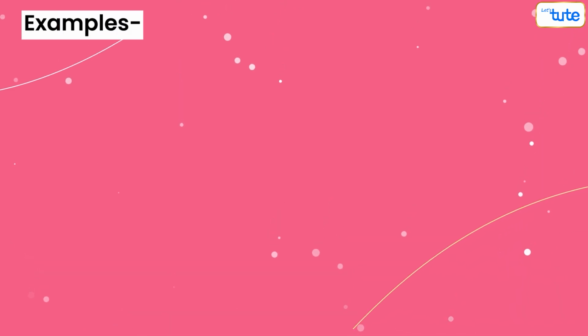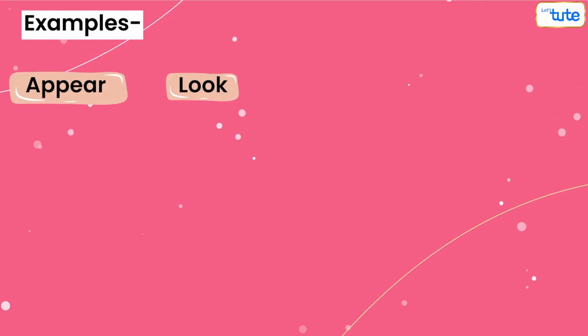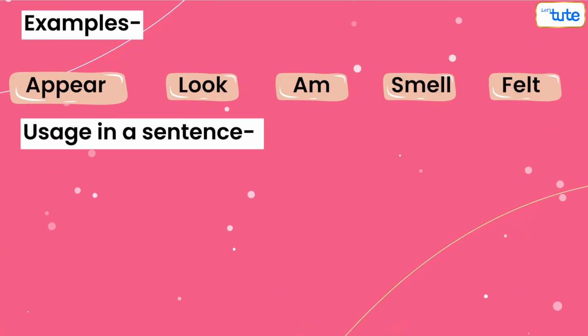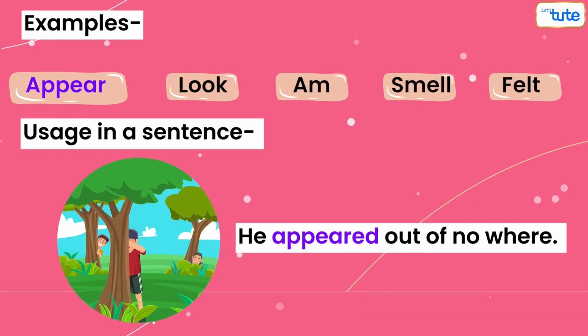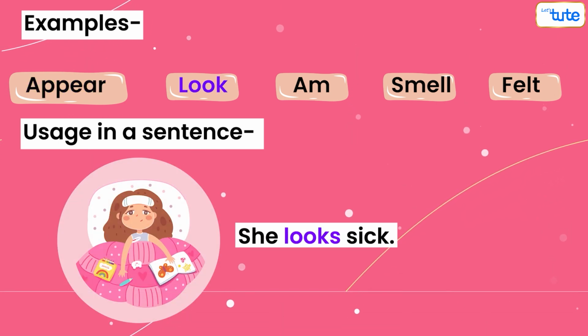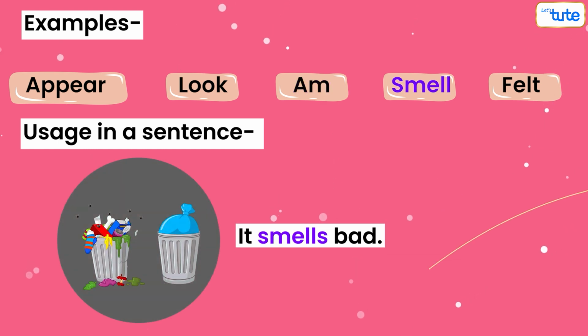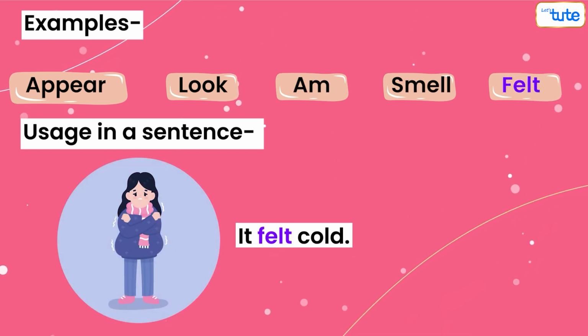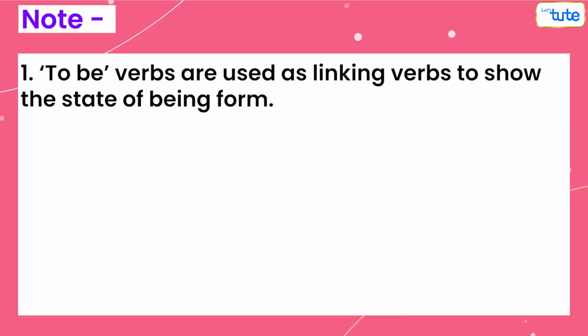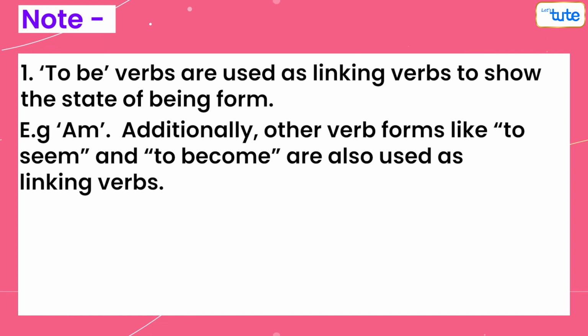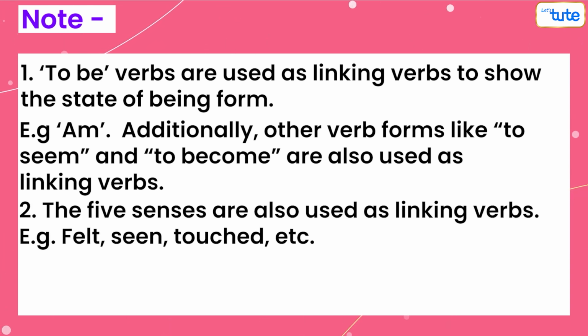Let us look at some more examples of linking verbs: appear, look, am, smell, felt. Usage in a sentence: he appeared out of nowhere. She looks sick. I am 12 years old. It smells bad. It felt cold. Note, to be verbs are used as linking verbs to show the state of being. Example, am. Additionally, other verb forms like to seem and to become are also used as linking verbs. Second, the 5 senses are also used as linking verbs: felt, seen, touch, etc.